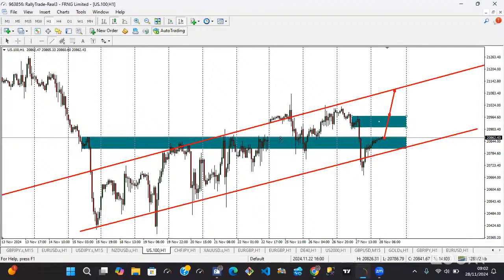Now, if at all price comes all the way back down, don't worry, it will push back up again because price is very, very close to our support levels than our resistance, right? So that is for US 100.